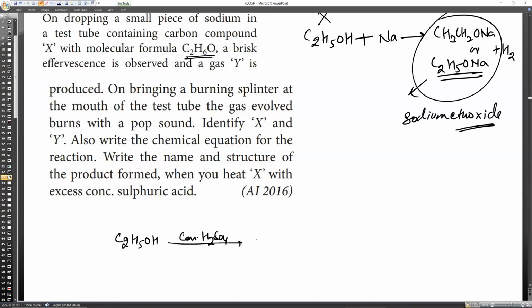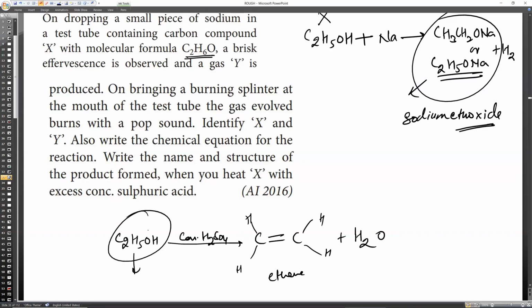H2SO4 will give you the structure it is asking. So we will make the structure here, and it will be ethene plus water. A dehydration reaction will take place when alcohol is heated with concentrated sulfuric acid. If it is a 2 carbon alcohol, it will give you a 2 carbon alkene. Got it? Is there any doubt for this question?